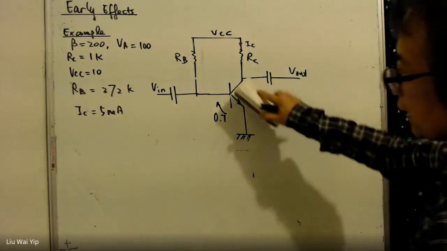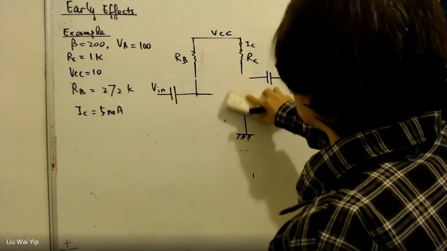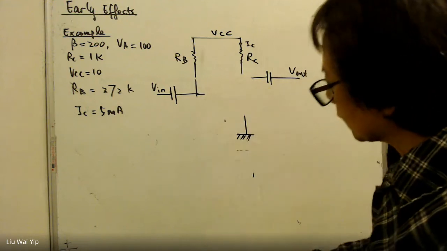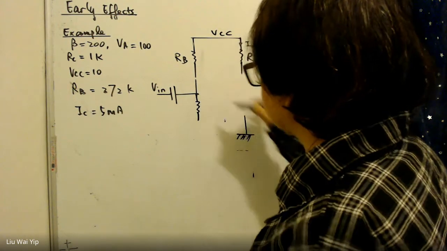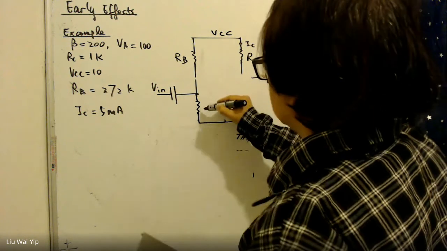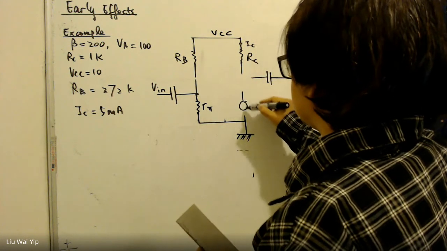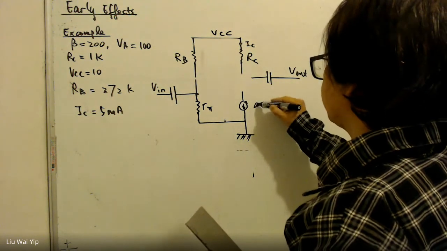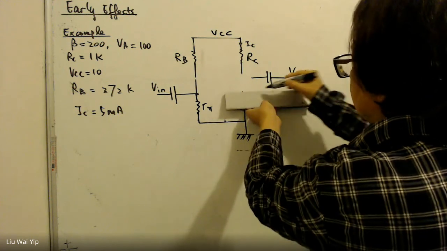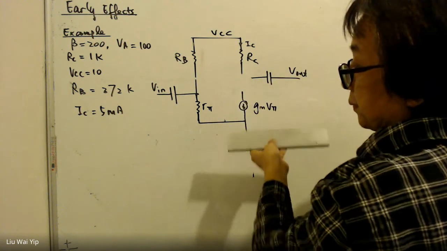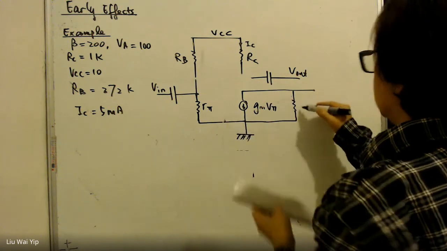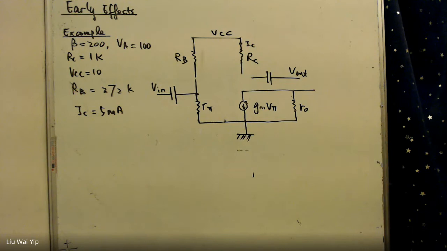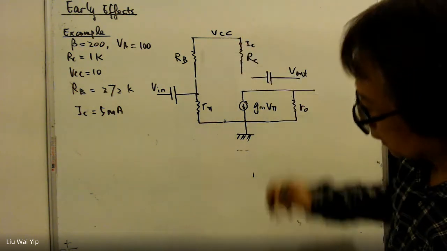First, we need to replace the transistor with the pi model, which incorporates r pi, and this one is gm v pi, and do not forget we have an early resistance here. So this is the complete pi model.